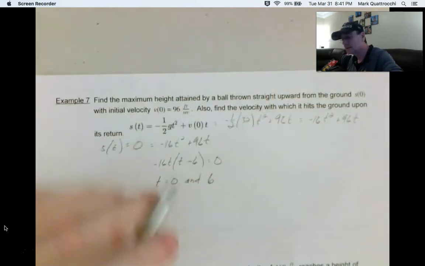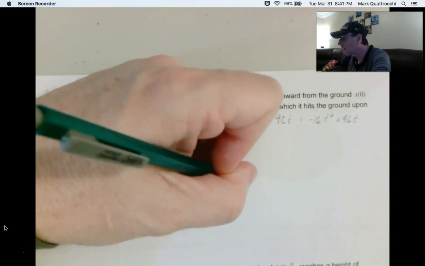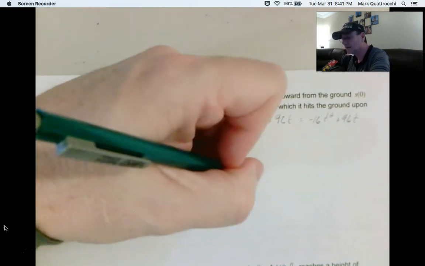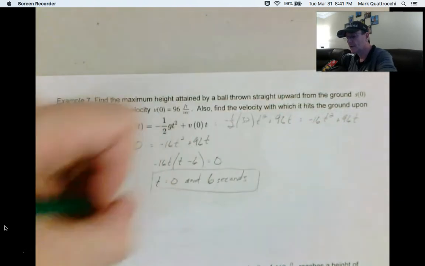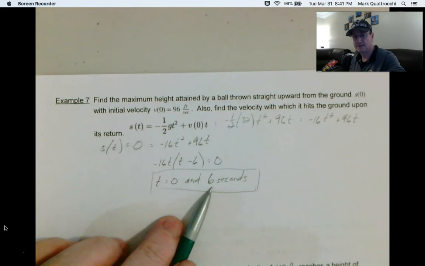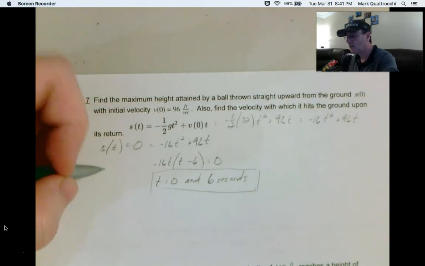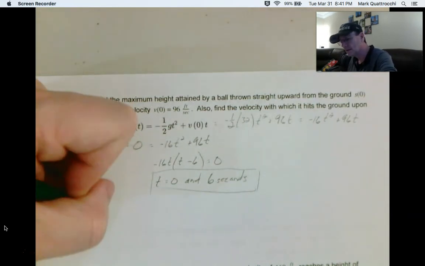So t equals 0 and 6 seconds later, it's going to come back down to the ground. So it starts on the ground at 0 seconds, 6 seconds later, it returns to the ground. 3 seconds, it hits its max height. But we want to know what's its velocity when it hits the ground.